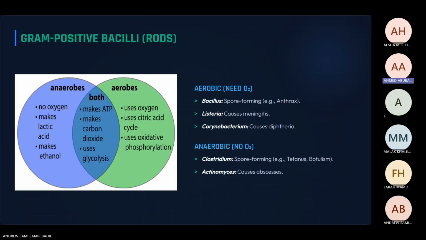And we have another group, the anaerobes, the bacteria that hate oxygen. Clostridium is one big group of anaerobes, and it causes diseases like tetanus and botulism. We have gas gangrene also. And we have another group, the Actinomyces, which form abscesses in your mouth or neck. A huge clue for these groups is the spore-forming ability. So let's move on to the gram-negative bacteria.